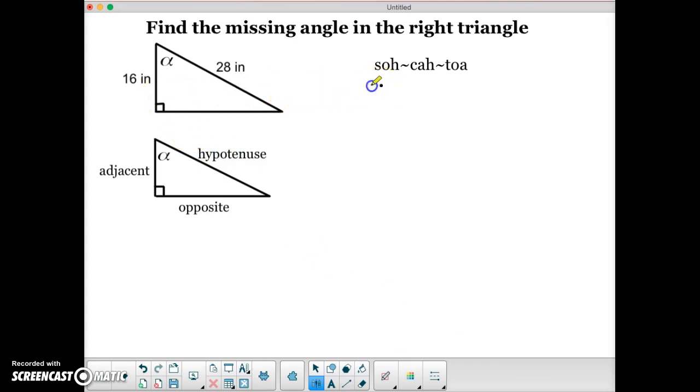I know that cosine of alpha is going to be equal to 16, because that's the adjacent side, divided by 28.